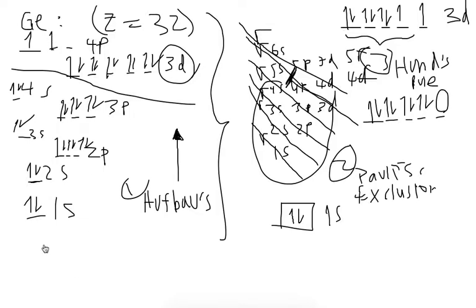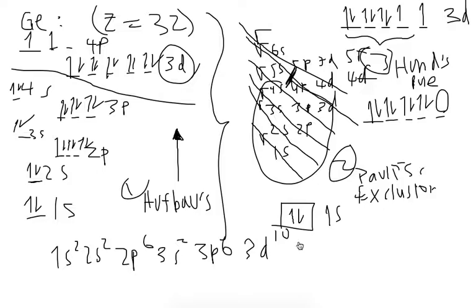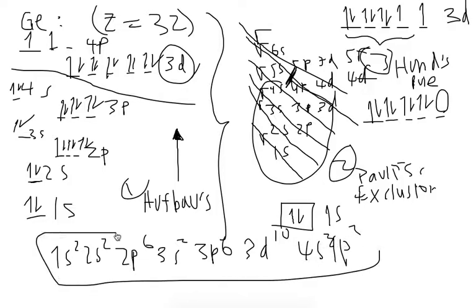Then we can draw out the overall full electron configuration. So we have the 1s2, 2s2, 2p6, 3s2, 3p6, and after calcium, the 3d sublevel actually falls beneath, in terms of energy, the 4s sublevel. So we're going to write the 3d10 before the 4s2. And then we have the 4p2. And this is going to be the full electron configuration.